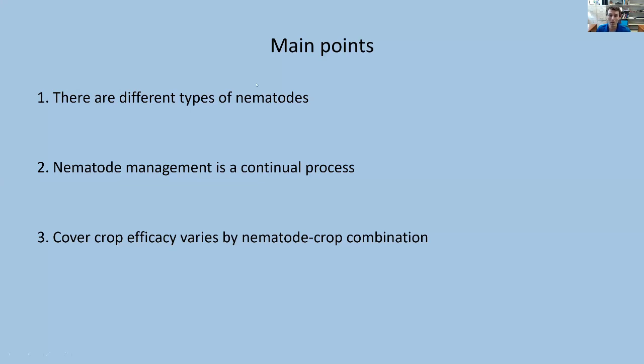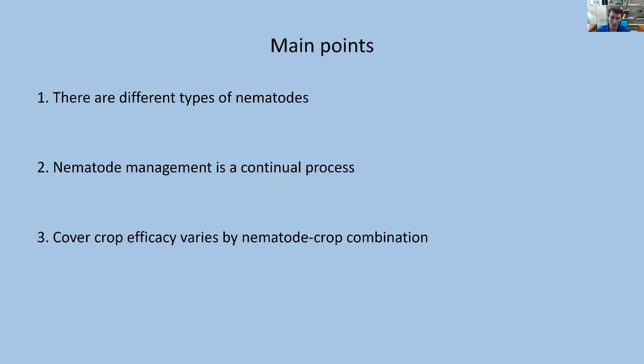So the main points I'm going to be talking about today, I want to give you some take-home points so that if you don't catch everything in the talk, you have a few things you'll take away from the talk. It also serves as an outline of what I'm going to be talking about. So point one, there are different types of nematodes, and it's important to have a general understanding of what they are, because it matters for cover crop management.